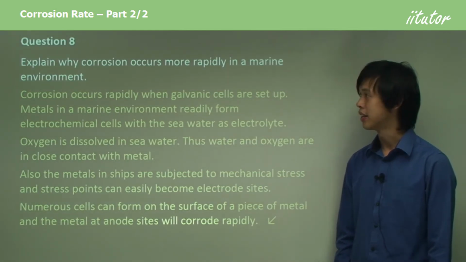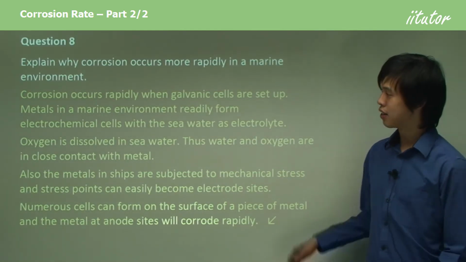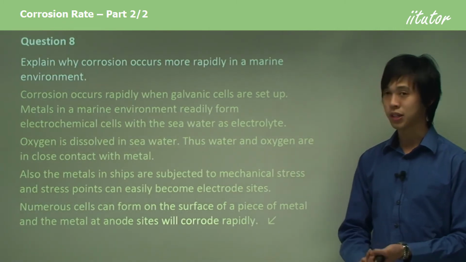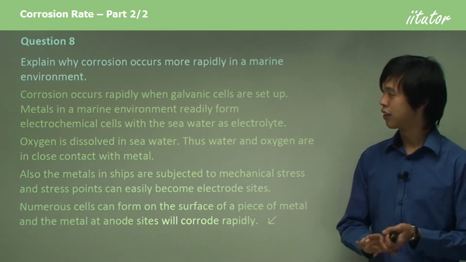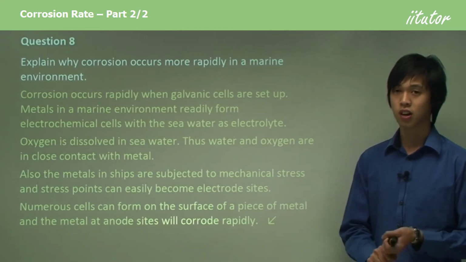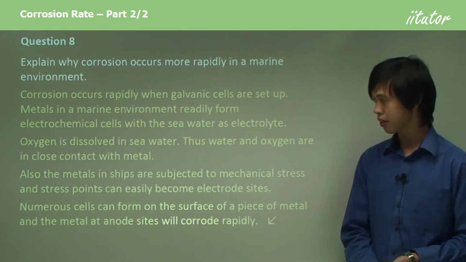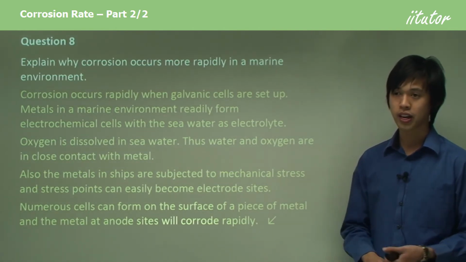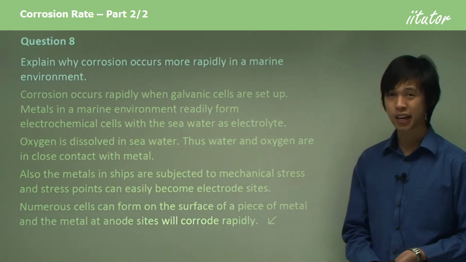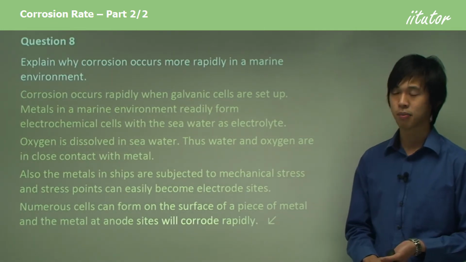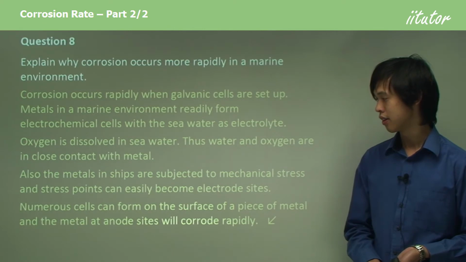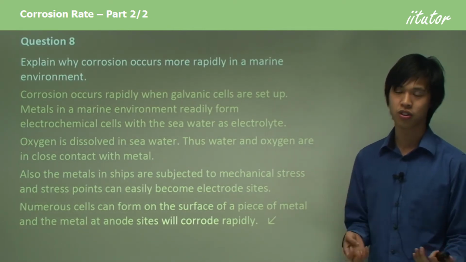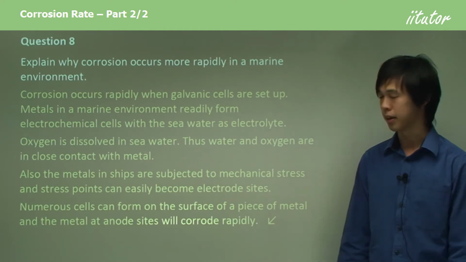So that's why corrosion occurs very rapidly, because we've got salt, which makes it a strong electrolyte, which means we can set up a galvanic cell. There's oxygen in the seawater, which means there's oxygen and water available. The metals in ships and other marine applications are subjected to lots of mechanical stress, and those stress sites can become electrode sites. And numerous cells can be formed on a single piece of metal, which can corrode very rapidly. Okay?